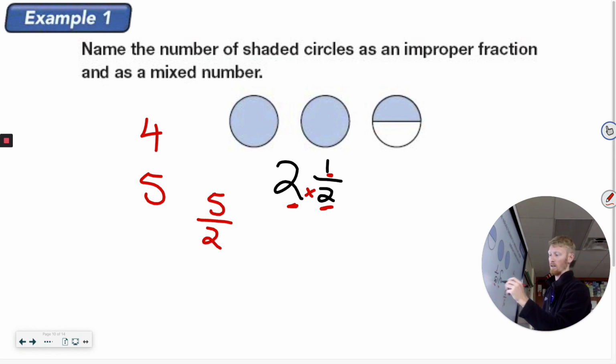Here's how I kind of remember it. You multiply, and then you add. And that gives you the improper fraction. Multiply the big number by the denominator, and then add that to the numerator. So 5/2 would be the improper fraction.